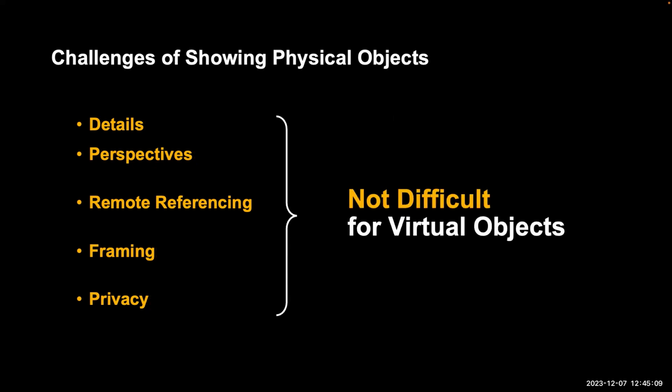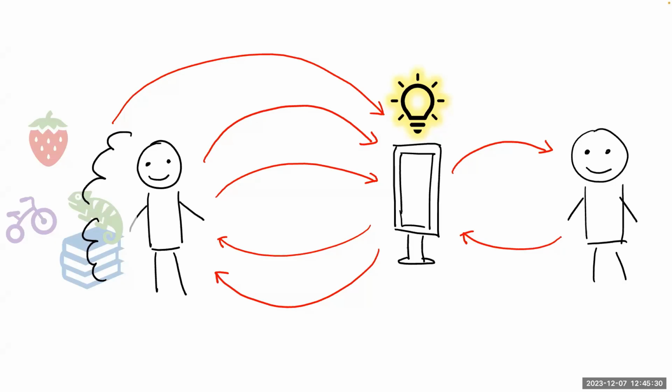If you want to share your screen, you can choose just one window to share with someone else. You can show all the details. You can zoom in, out. You can organize windows differently. So when you're dealing with virtual objects, these aren't really problems. Then back to this ugly picture.